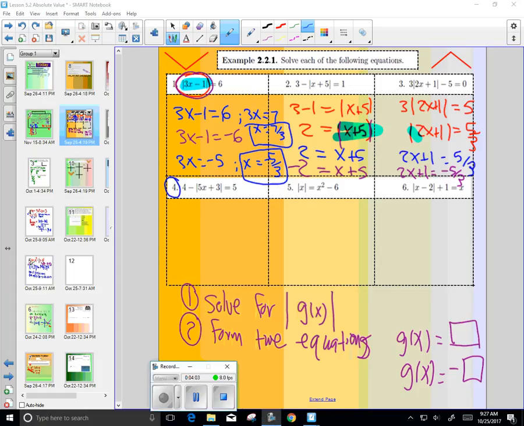So if you move this to the other side, you get 4 is equal to 5 plus absolute value of 5x plus 3. I got to get this absolute value by itself, so I get absolute value of 5x plus 3 equal to 4 minus 5. What's 4 minus 5? Negative 1. What's the answer for this? No answer, because you can't take the absolute value and get a negative number.